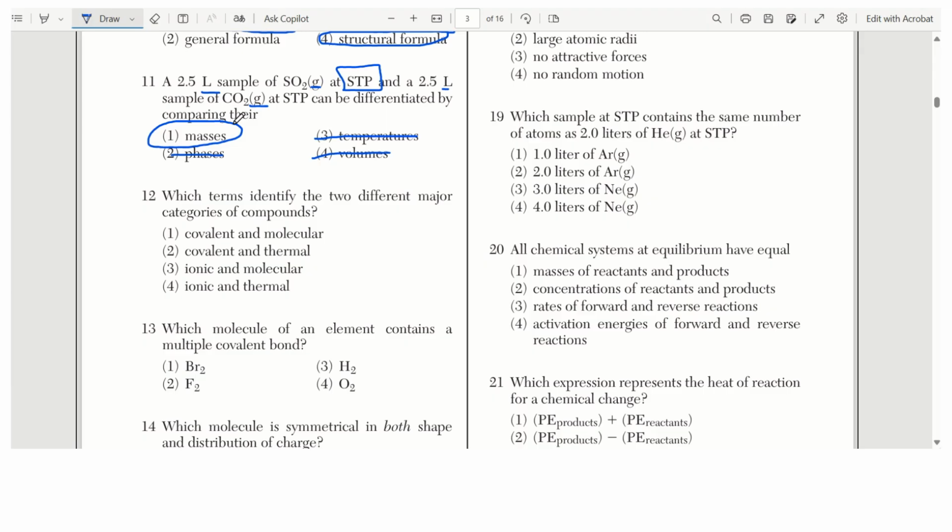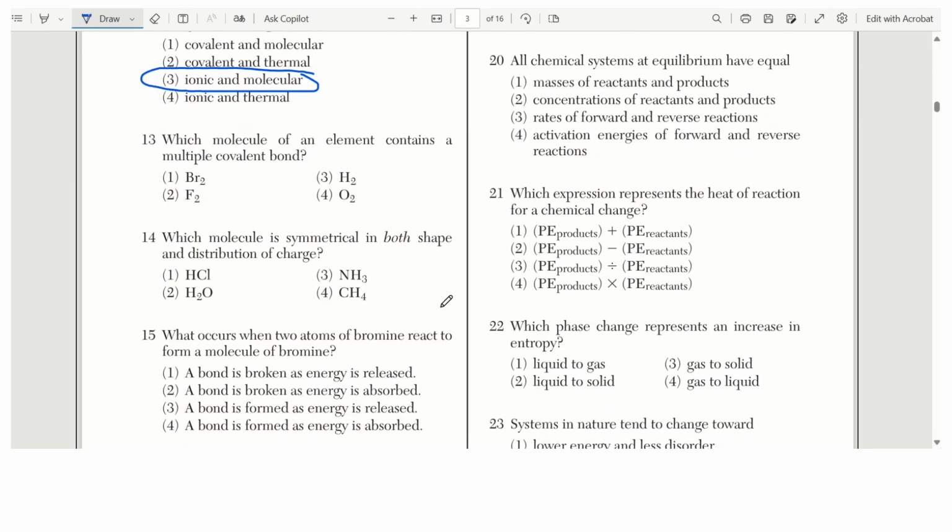Number 12, which terms identify the two major categories of compounds? Well, it is ionic and covalent, but I don't see that as an option. So there is another term that I can use for covalent, and that is molecular. So ionic and molecular, or ionic and covalent. So the one that we see here is ionic and molecular.